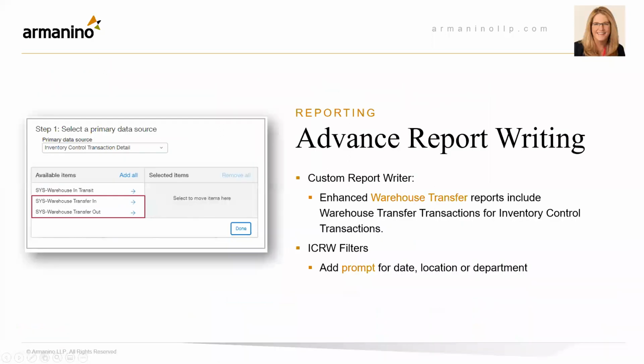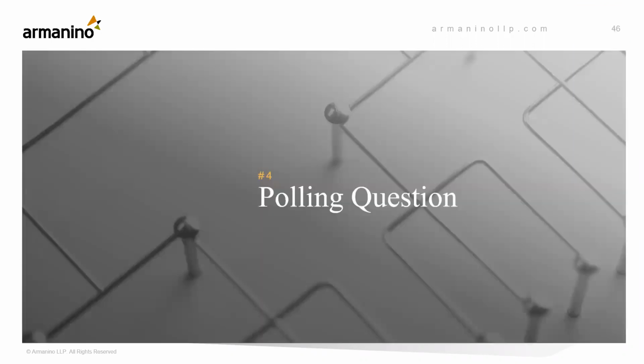So more reporting, advanced report writing. If you're using the custom report writer, because of the advancements they made in inventory, they've enhanced warehouse transfer reports to include warehouse transfer transactions for inventory control transactions. And if you're using the ICRW, Interactive Custom Report Writer, they've added filters so you can prompt for the date, the location, or the department. That's pretty exciting.